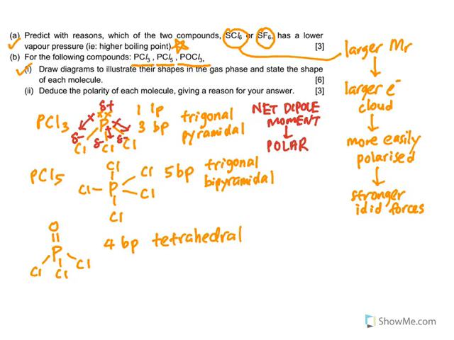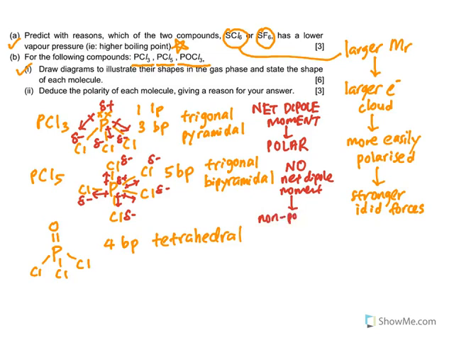Let's take a look at the next one, PCl5. Same process again: Cl is delta minus and P is delta plus. You notice that each dipole moment is directed towards the Cl. And you notice that all five of them cancel out each other. Because they cancel out each other, there is no net dipole moment, which means it's non-polar. Understand?